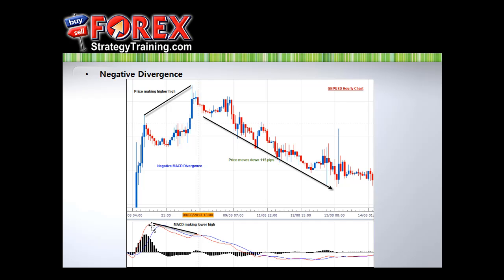Whenever you see this, it's telling you that price is going to reverse from up to down. And sure enough, can you see what happened here? The price moved down by 115 pips, which is a very big collapse.